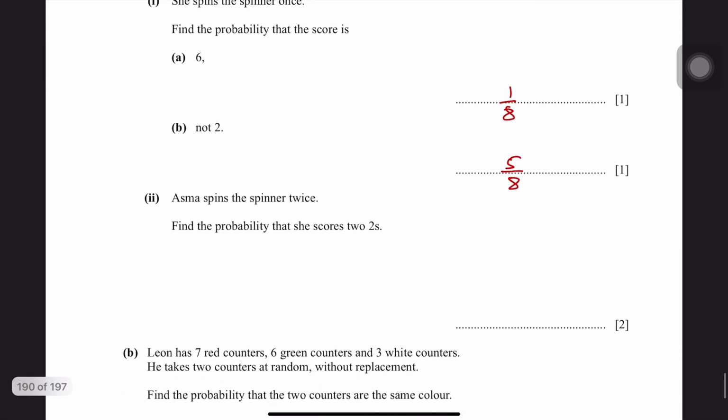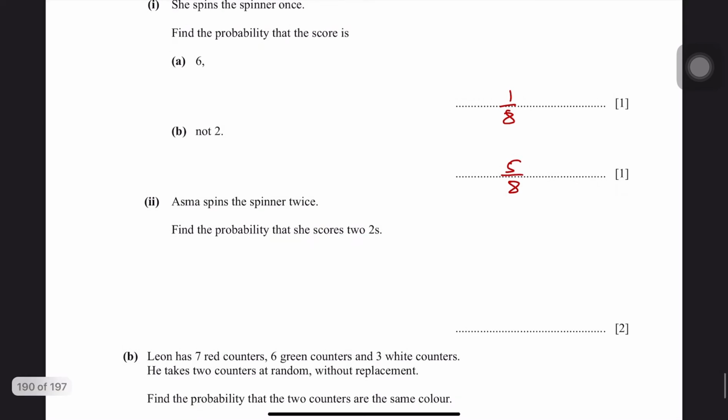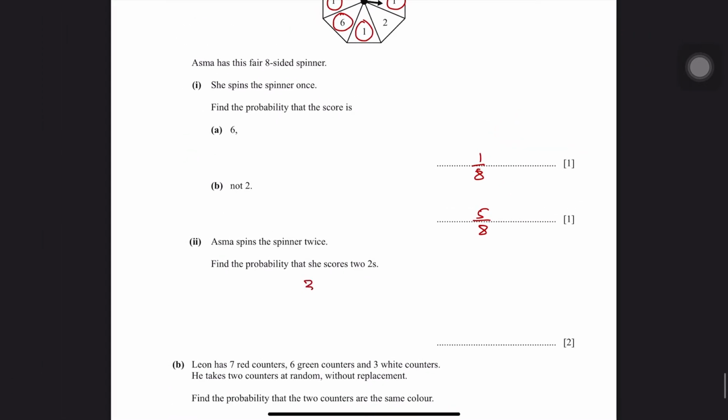Asma spins the spinner twice. Find the probability that she scores two 2s. So what is the probability of 2 on the first attempt? That's 3 out of 8. And then on the second attempt, it's also 3 out of 8, because the spinner remains the same. So 9 out of 64.